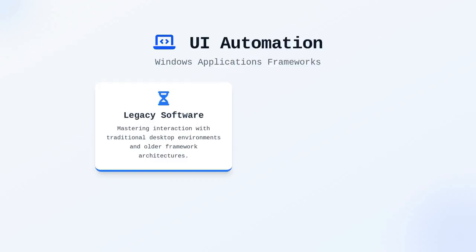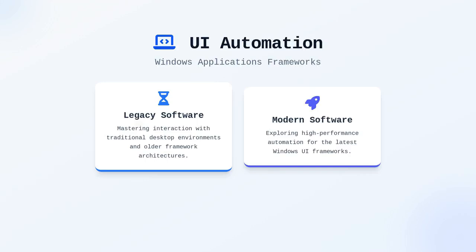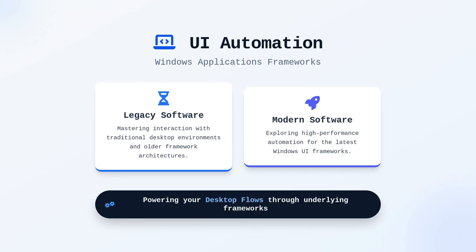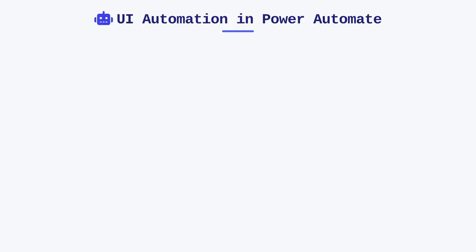Welcome back. We are now entering the chapter on UI automation within Windows applications. We will explore how to interact with legacy and modern desktop software using the underlying frameworks that power your desktop flows. When we talk about UI automation and Power Automate, we are essentially discussing the ability of the software to programmatically interface with the operating system's graphical elements.